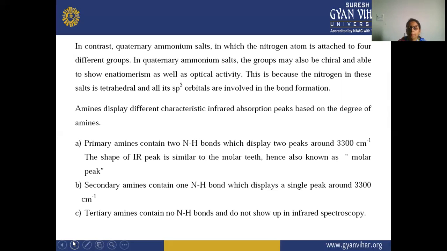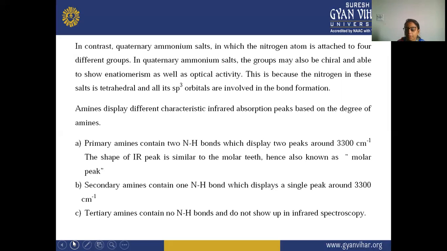The amines display different characteristics in infrared absorption based on the degree of the amine. If we take a sample of an amine and examine it by infrared spectroscopy, the primary, secondary, and tertiary amines show different infrared absorption peaks. Primary amines contain two nitrogen-hydrogen bonds, which display two absorption peaks around 3300.